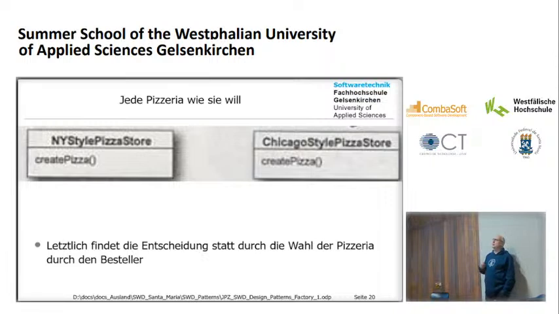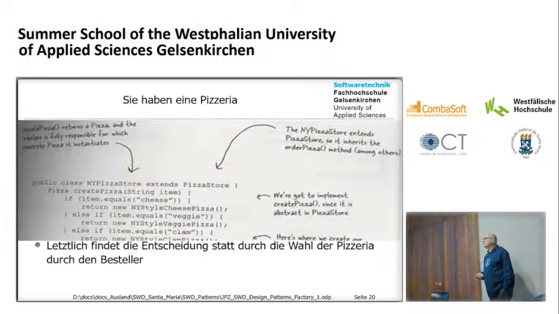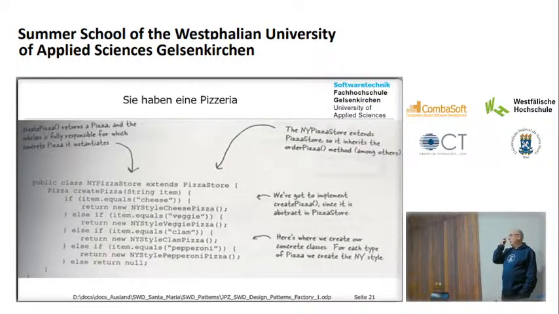The create pizza method is concretely implemented in both of these classes, and you decide: if you want a New York style pizza, you use this class and this operation. If you want a Chicago style pizza, you use this class and this operation. Okay.